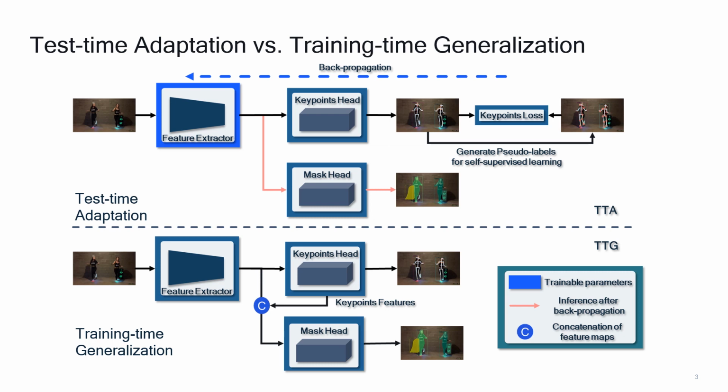Given this insight, one can take either of two approaches, test time adaptation or TTA versus training time generalization or TTG. In TTA, we assume availability of a test image and allow for test time backpropagation. First, high confidence pixels are converted to pseudo labels and then backpropagated to update a common backbone which adapts the segmentation path. In TTG, we do not assume availability of any test images or change network weight. Instead, we concatenate the backbone's features with those of the keypoint head and use it for segmentation.